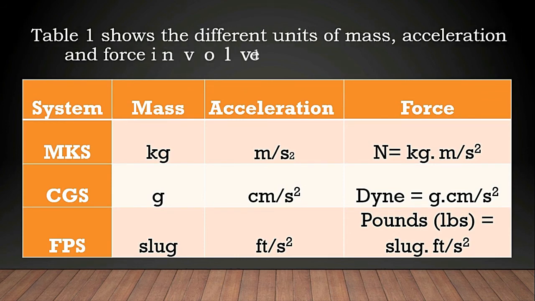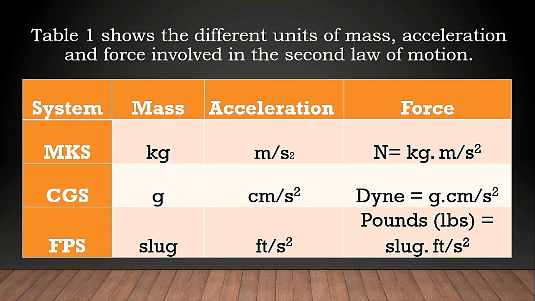Table 1 shows the different units of mass, acceleration, and force involved in the second law of motion. System, mass, acceleration. Meter, kilogram, seconds. Centimeter, gram, seconds. Feet, pound, seconds. Mass: kilogram, gram, and slugs. In acceleration: meter per second squared, centimeter per second squared, feet per second squared. Force: Newton is equal to kilogram meter per second squared. Dyne is equal to gram centimeter per second squared. Pound is equal to slug feet per second squared.